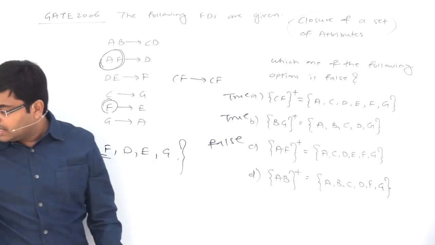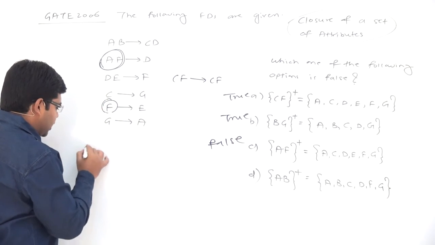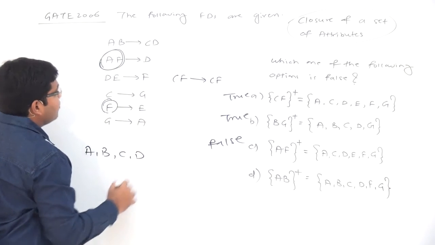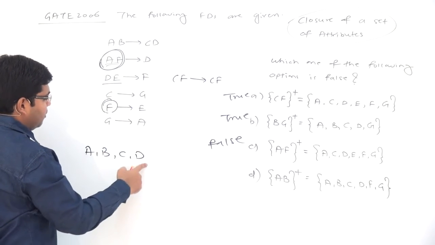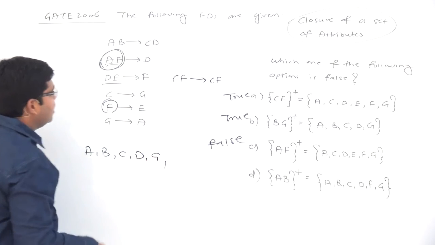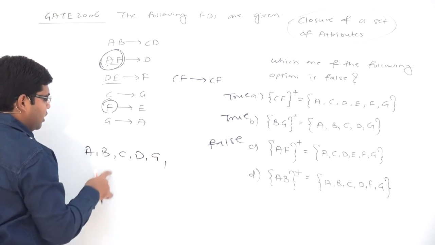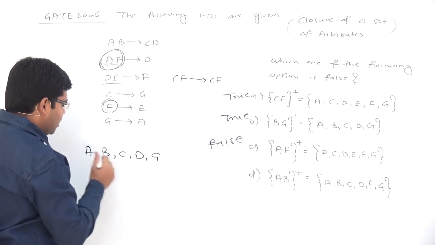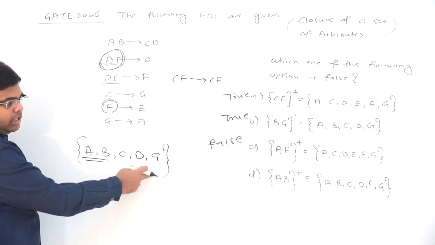And finally check option D. So begin with the attributes A and B. From AB you will get the value of CD. Okay. Now AF is not applicable, DE is not applicable because E is not available. C will give the value of G, so let's add G. Then F is not available and G is available. G gives the value of A, it has already been added, and that's why the closure of AB will consist of these 5 attributes A, B, C, D and G.